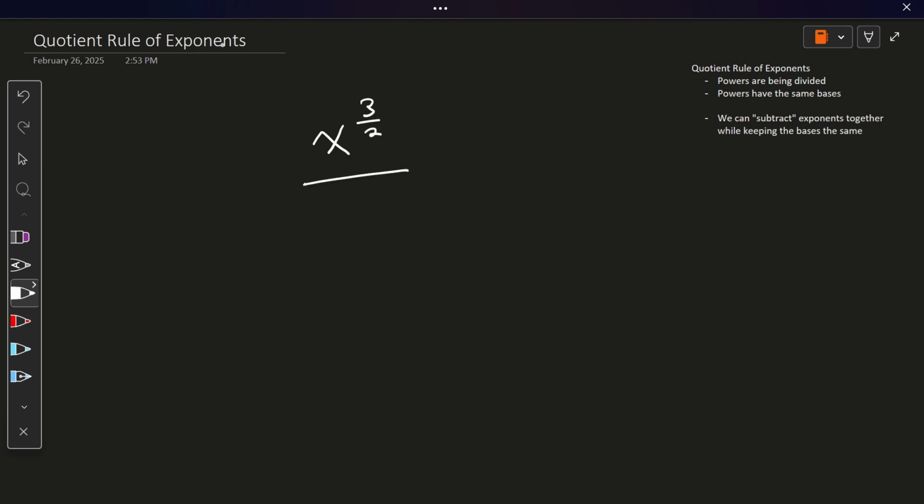In this example, we have x to the power of 3 over 2 being divided by x to the power of 1 over 2. We are able to use the quotient rule for this question because our powers are the same, and we're dividing one of our powers by the other. After applying our quotient rule, our equation is going to look something like this.